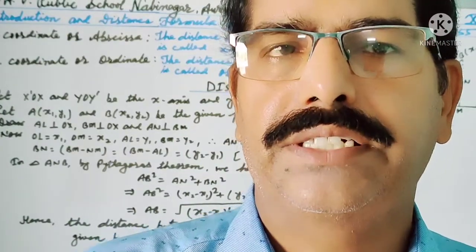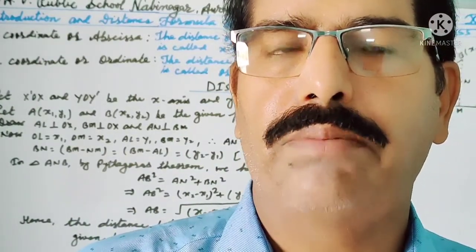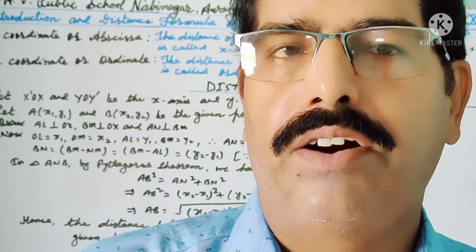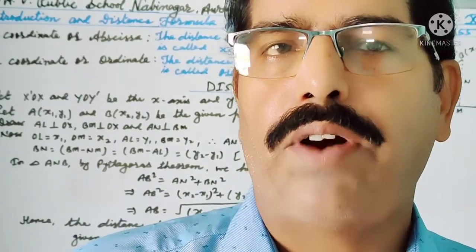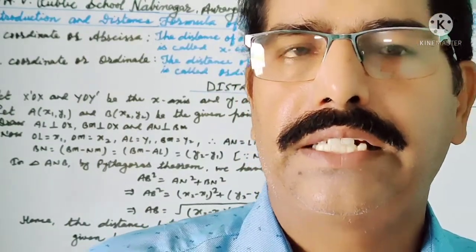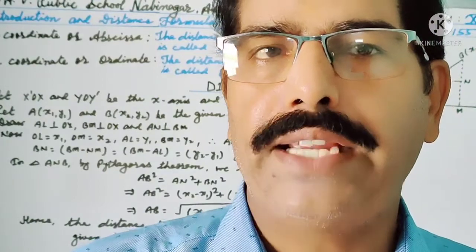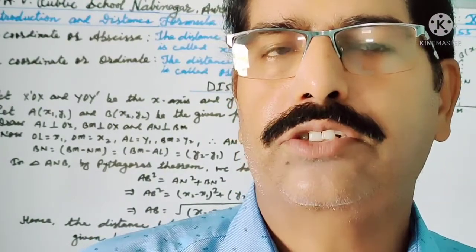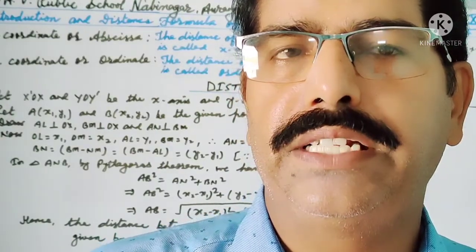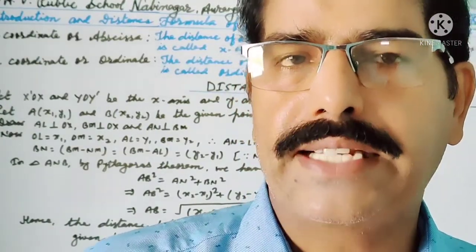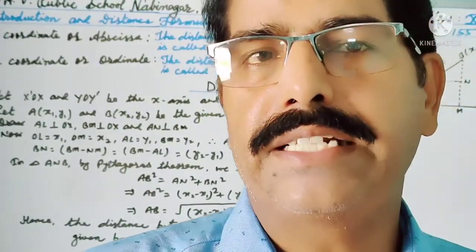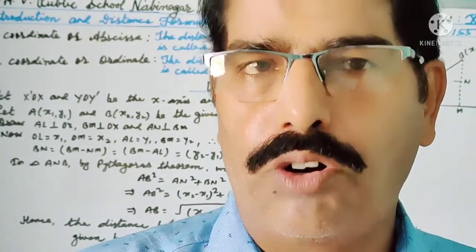Dear students, in the previous class we learned about the x-axis or abscissa and the y-axis or ordinate. The distance from the y-axis is known as the x-coordinate or abscissa, and the distance from the x-axis is known as the ordinate.